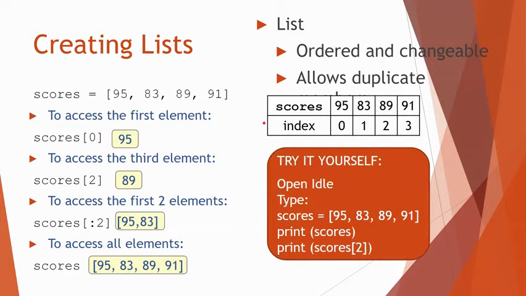At this time, pause the video, open IDLE, type in scores equal 95, 83, 89, 91, and try to print scores and then print scores[2]. When you're done, come back and continue the video.